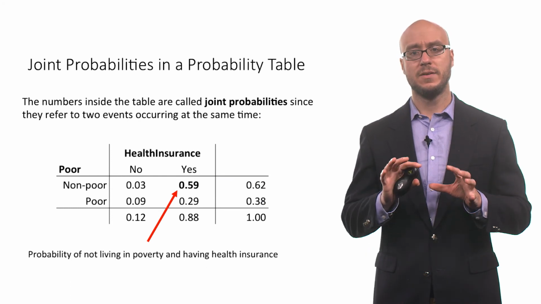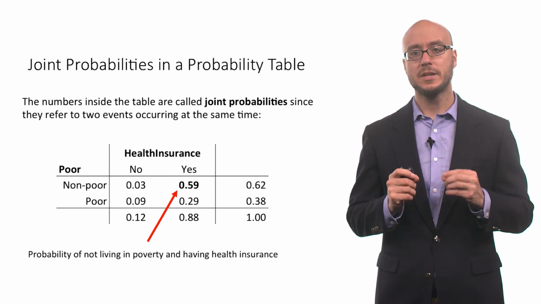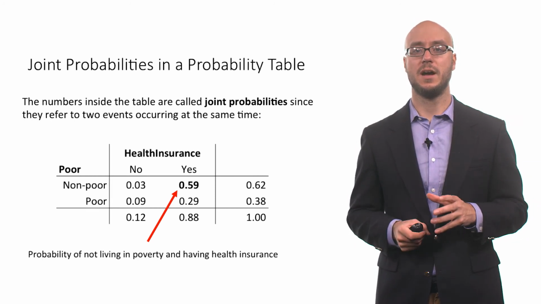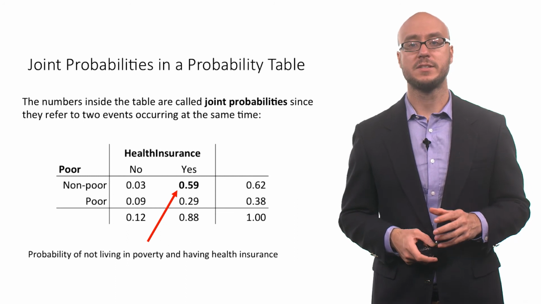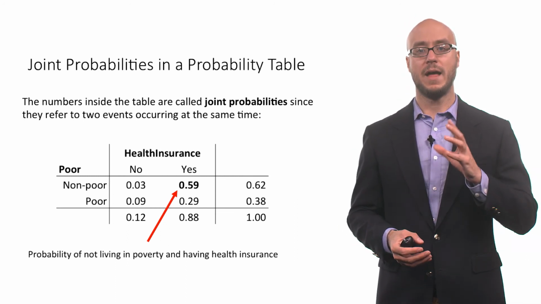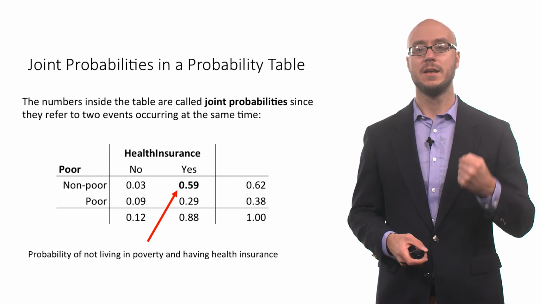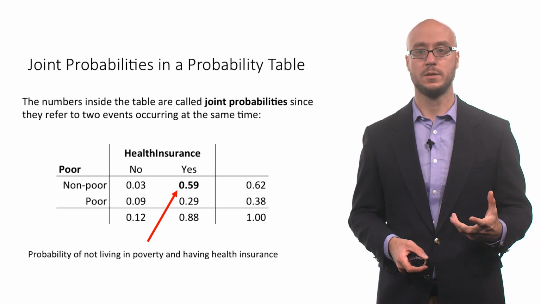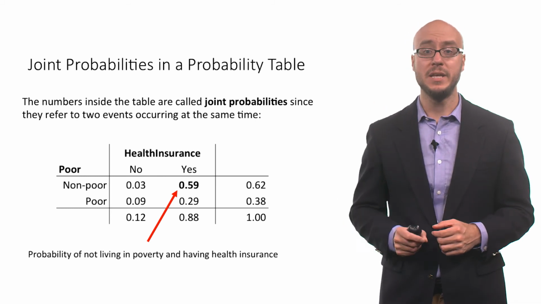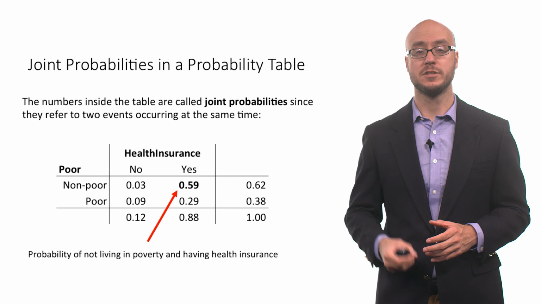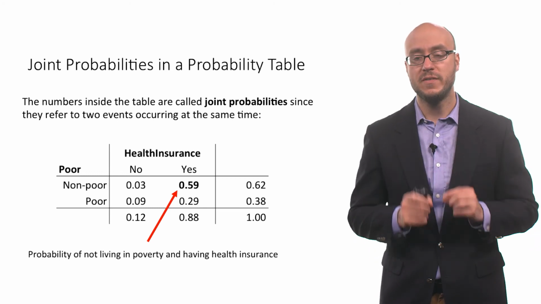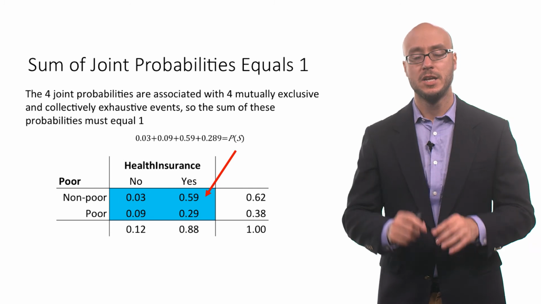And then we can think of these cells. These are giving the joint probabilities. These are giving the probabilities of any particular events. So for example, this cell gives us the probability of having health insurance and being not poor. So that is a joint probability. It's equivalent to the probability of A and B, where A is having health insurance and B is being not poor. These are the probability of these two events occurring at the same time.